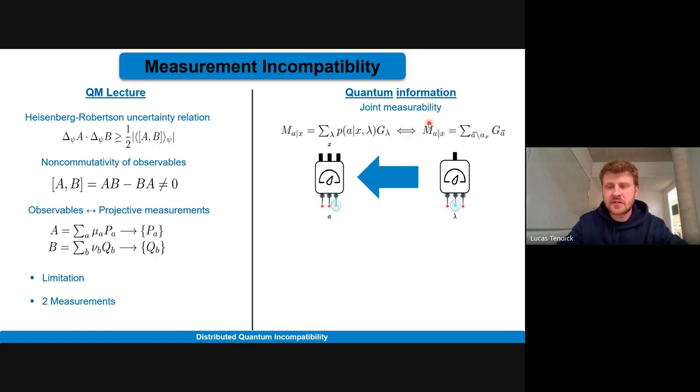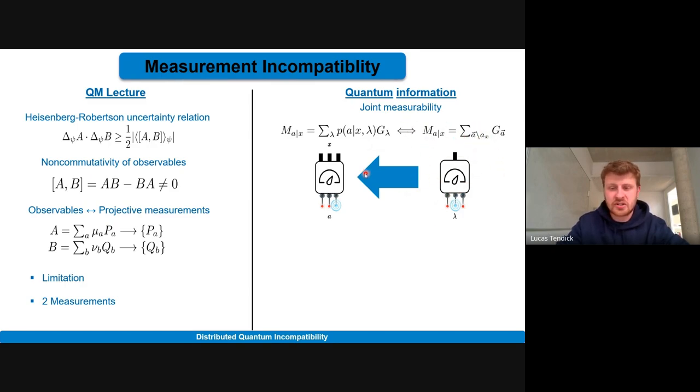We can also see it as some kind of marginalization of a big parent POVM, which I will show on the next slide. The left side is maybe more steering inspired or nonlocality inspired, but the right side is also nice to see.